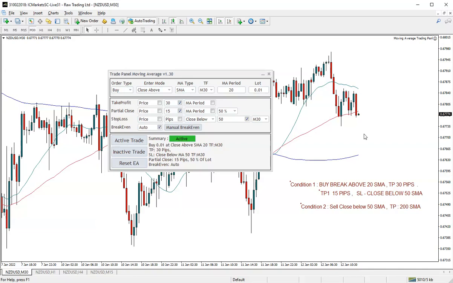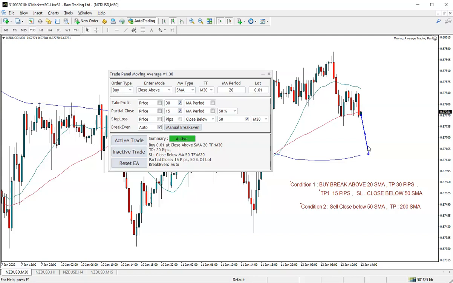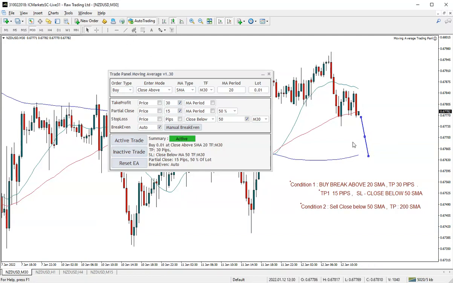In any case, I'll just tell you how to do it, and then we will be looking at third condition, which will be, for example, if price comes down up to here to 200 moving average, we may expect the price to bounce. So in the third condition, we will be looking to buy on touch of 200 MA.